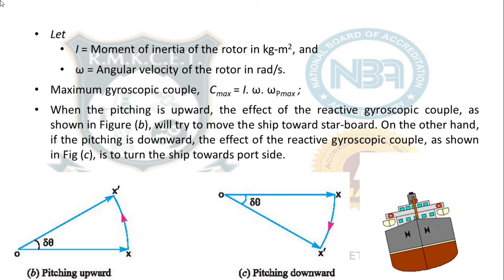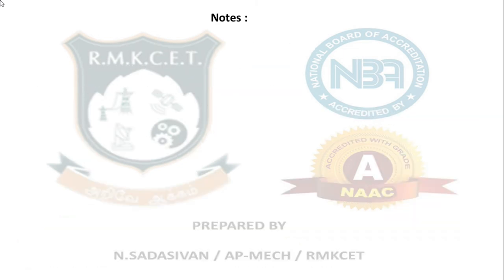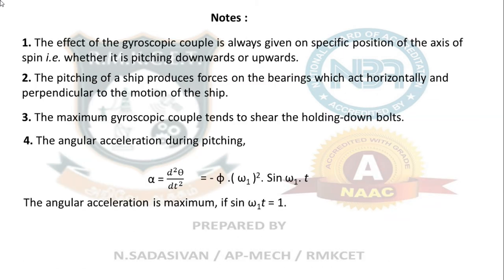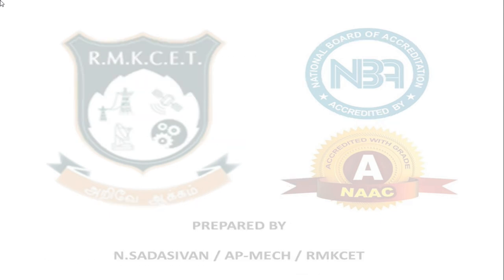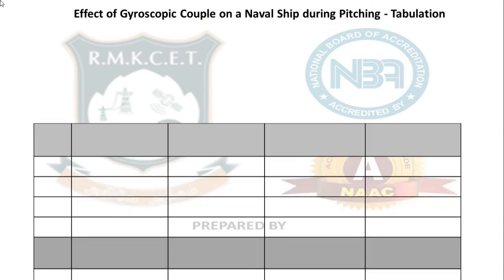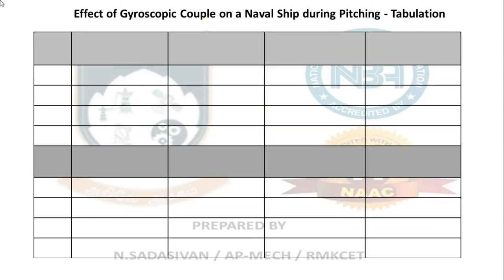Okay, so in which case what will happen? That again we have to see here. In all these notes, many cases are given. Maximum acceleration is phi into omega 1 square. Again, in this tabulation you will see what will happen during pitching.